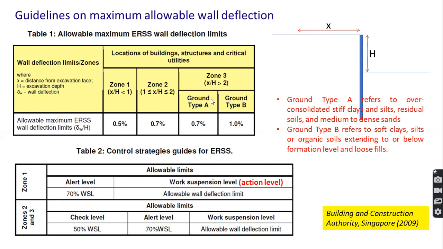Then the action limits, the control strategies. So for zone 1, the alert level is recommended as 70% of the WSL, which is this 0.5% allowable wall deflection limit, also known as the work suspension level. It's also called the action level. So you have to take action, immediately stop further excavation, and take appropriate actions to prevent further deformation. So 70% of the action level is taken as the alert level, right? And in zones 2 and 3, again the check level, alert level, and work suspension levels are defined according to this.